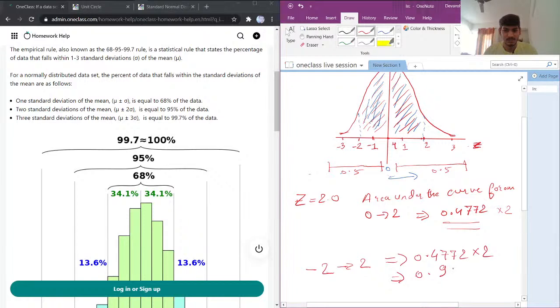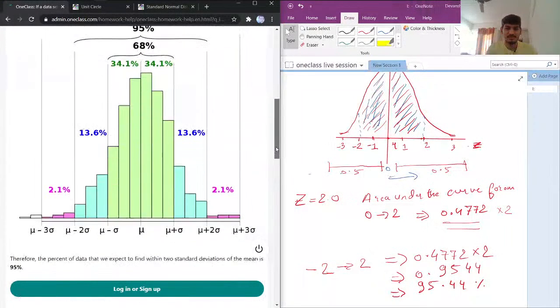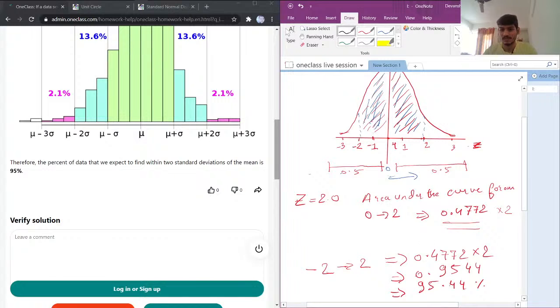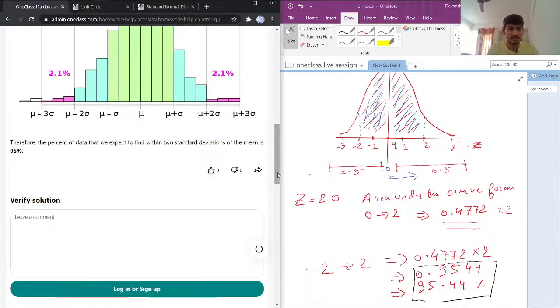So this will be equal to 0.9544, which is equal to 95.44%. This data can also vary because we have taken the values from one table. In some other table, the values can be different at third or fourth decimal places, so this value can differ. So yeah, this is our answer basically. I'll just mark it. So it states that 95.44% of data set values will lie within 2 standard deviations of a normally distributed curve.